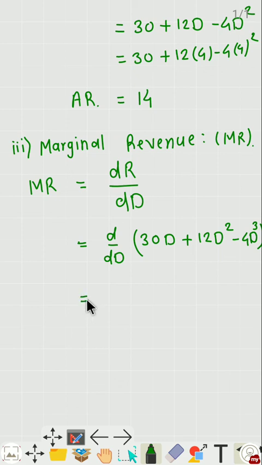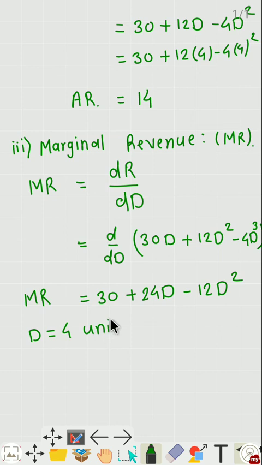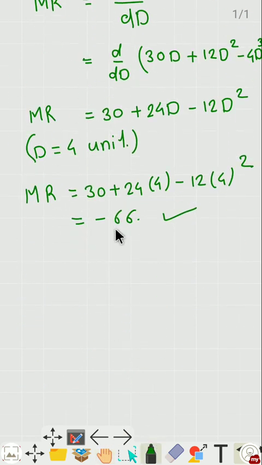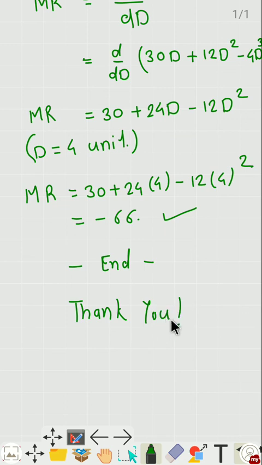If I take the derivative, we get 30 plus 24D minus 12D square, but we have to find this marginal revenue at demand D equal to 4 units. So marginal revenue is equal to 30 plus 24 into 4 minus 12 into 4 square. Use a calculator and do this calculation, and what we get is minus 66. So this is marginal revenue at D equal to 4. This is the end of this lecture, and thank you for paying attention. Thank you very much.